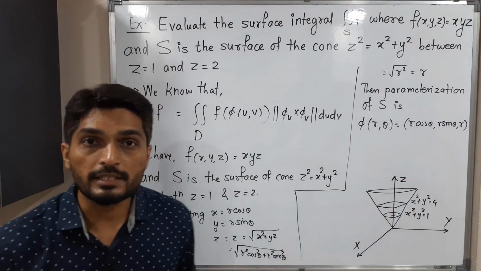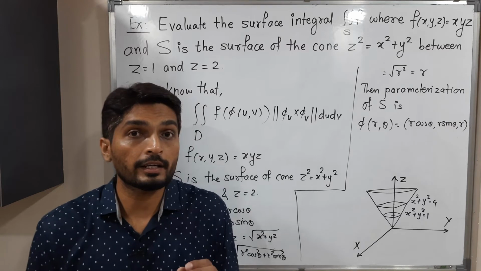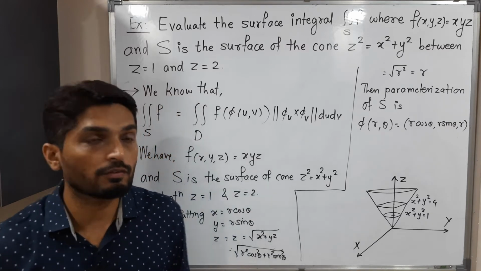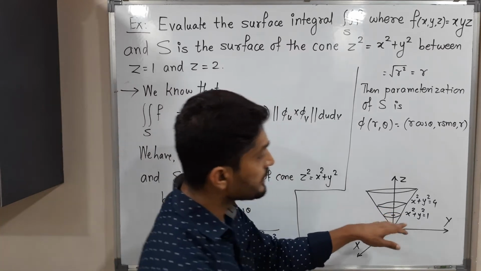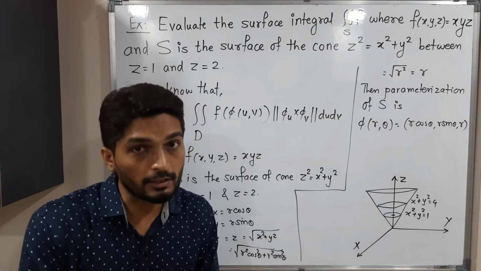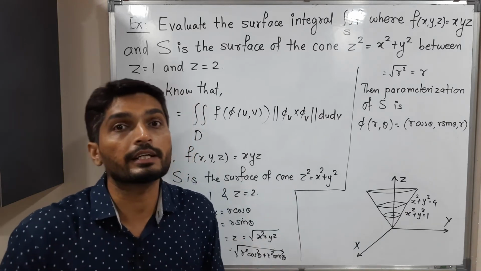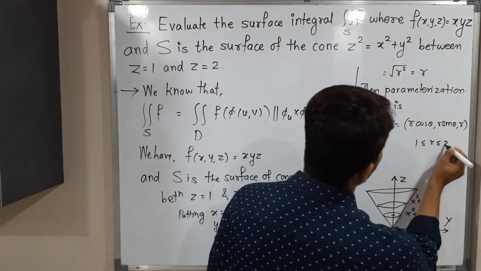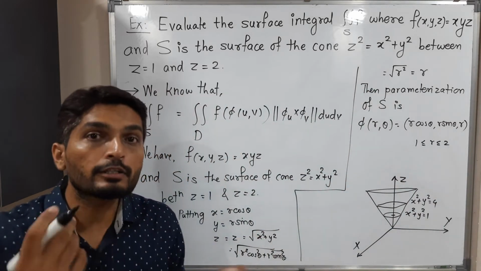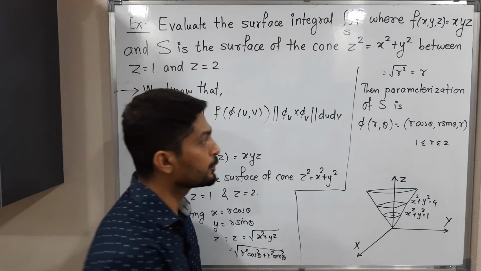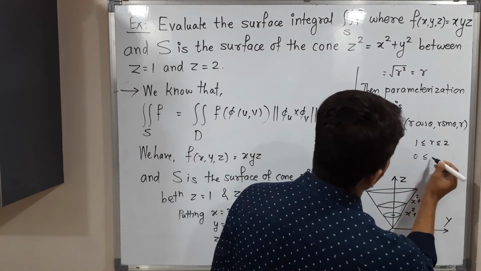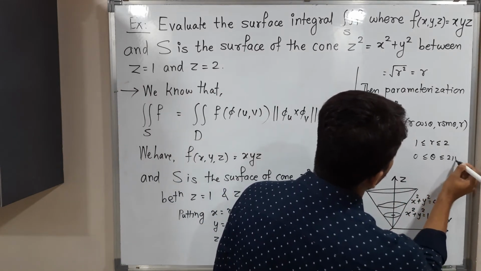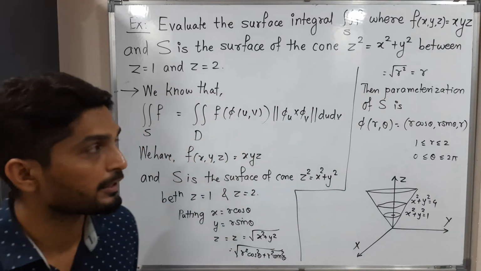So we have expressed in terms of r and theta, so that's why we are interested to find the limits of r and theta. So as you can see here, at the bottom we have a circle with radius 1, at the top we have a radius 2, so r obviously moves from 1 to 2. And to cover an entire region, theta should vary from 0 to 2 pi. It should be rotated by 360 degree, then that surface will be easily covered. So this is the parameterization.